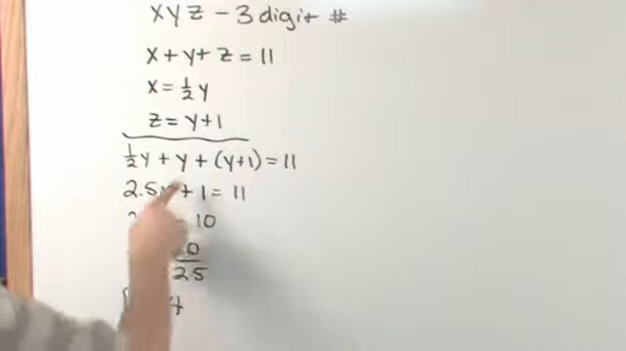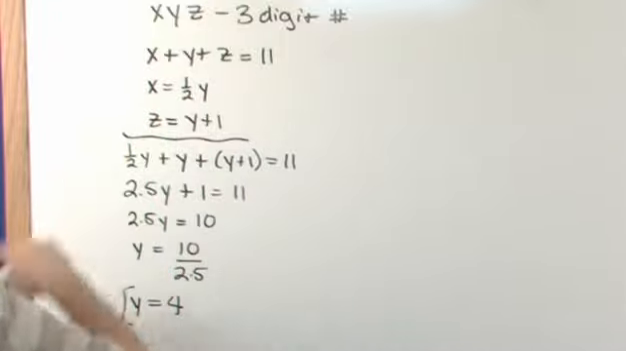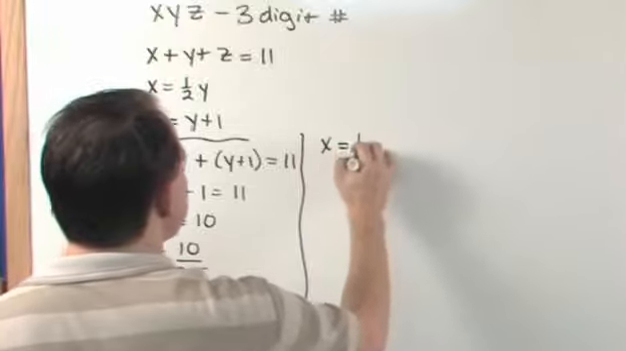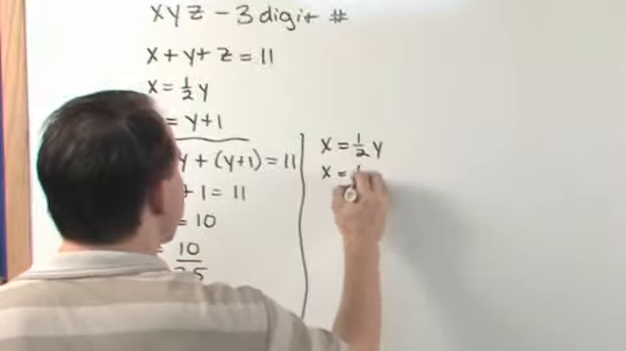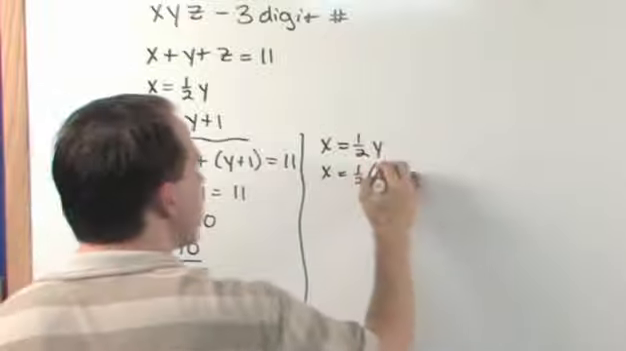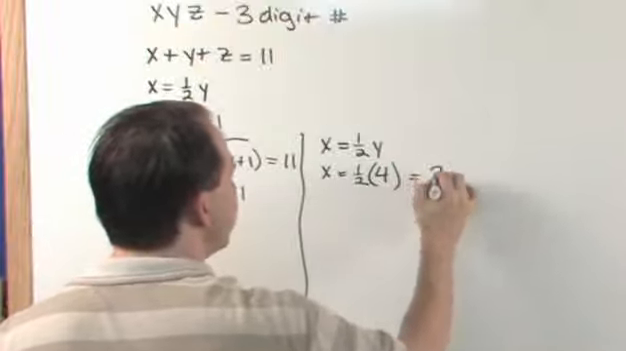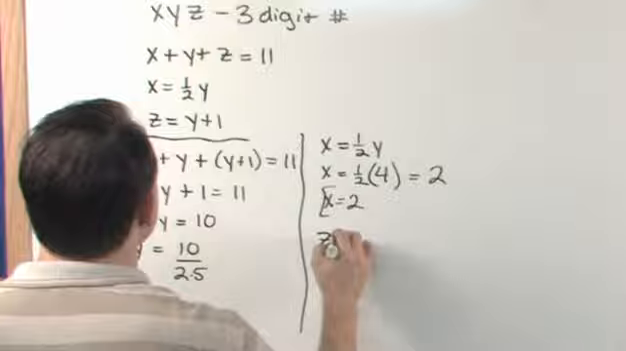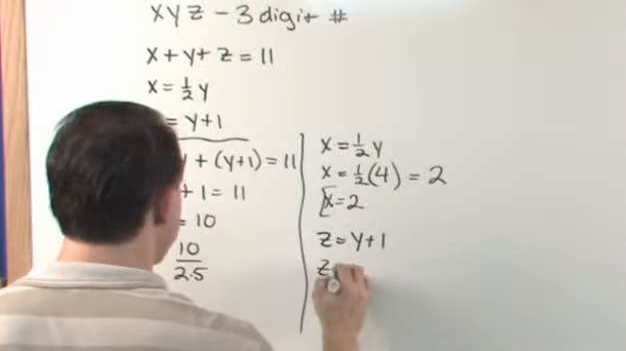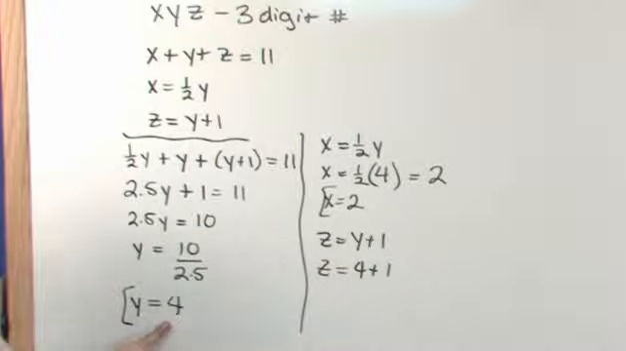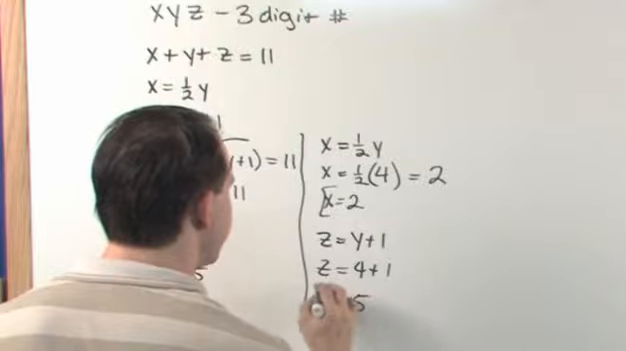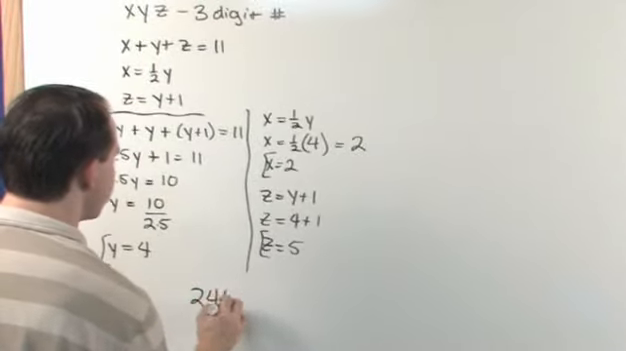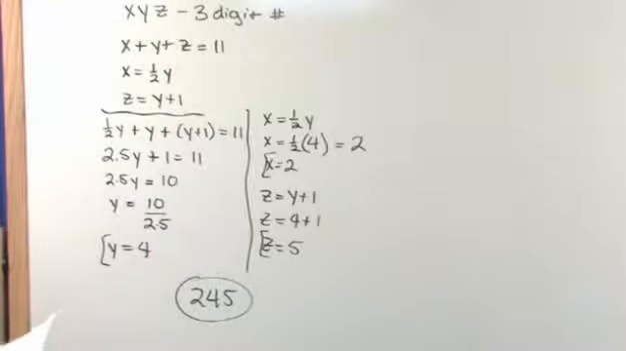Okay, now how do we go from there? We have an expression for x in terms of y and z in terms of y, so it's just a simple matter to find the other digits. X is 1/2 y, so x is 1/2 of, we'll just plug in what we found, 4. So x is equal to 2. Okay, and then z is equal to y plus 1, so z is equal to 4 plus 1 because we found 4 for y, so z is equal to 5. So it's a 3-digit number x, y, z, which will be 2, 4, 5. That's the number we're looking for, 245.